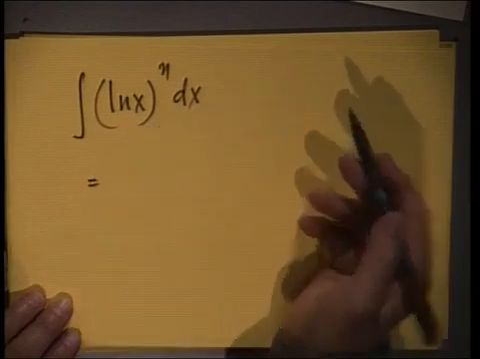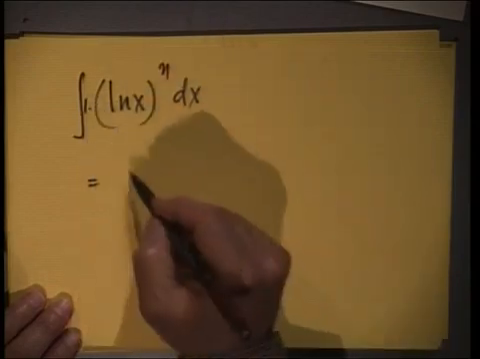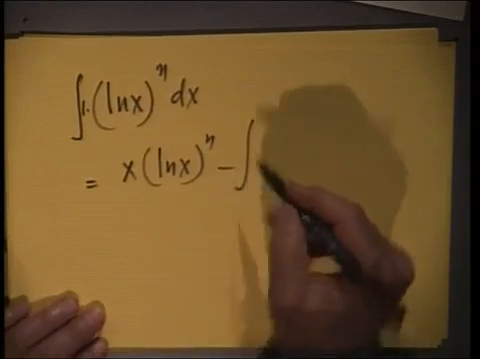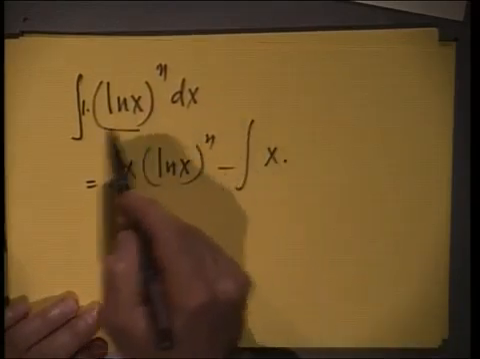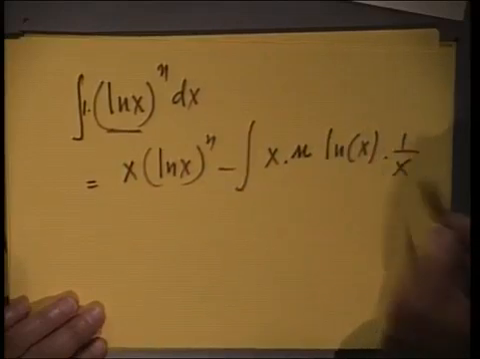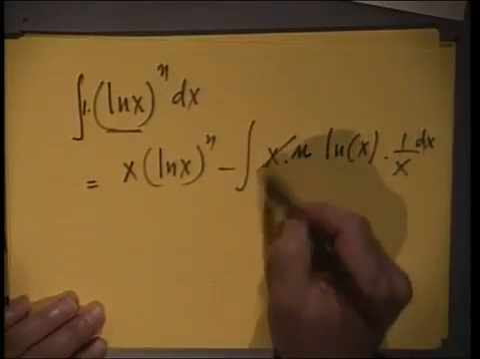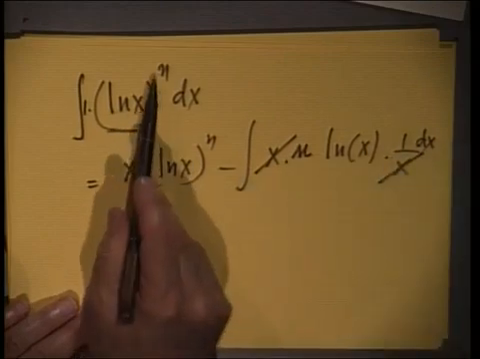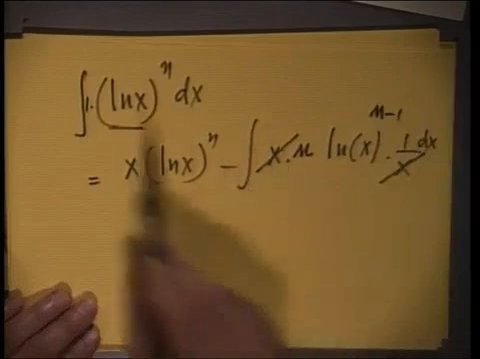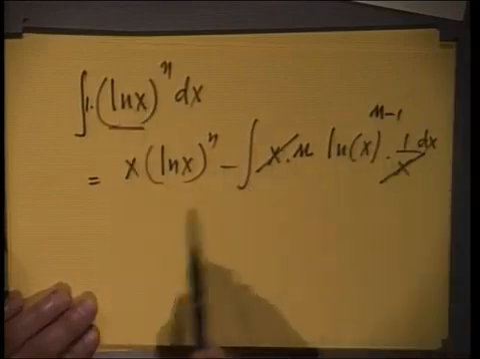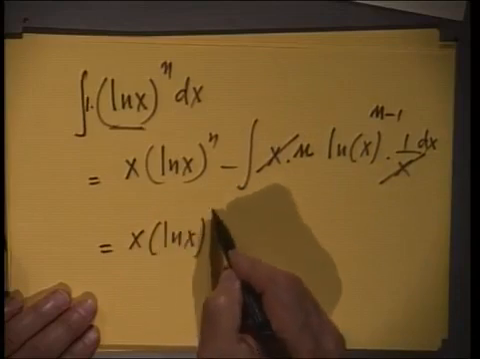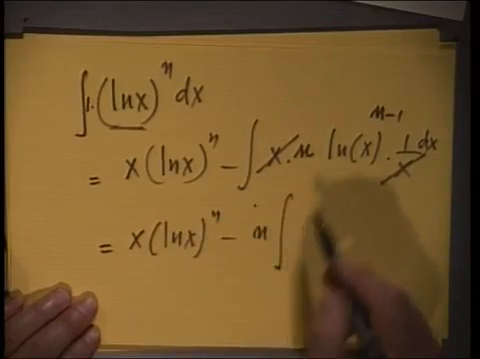Same thing. You put here 1, so you get x times ln x to the power n minus the integral of x times the derivative of this, which is n ln x to the power n minus 1 times the derivative of ln x, 1 over x, dx. So in fact, you are able to reduce ln x to the power n minus n times the integral of what here?